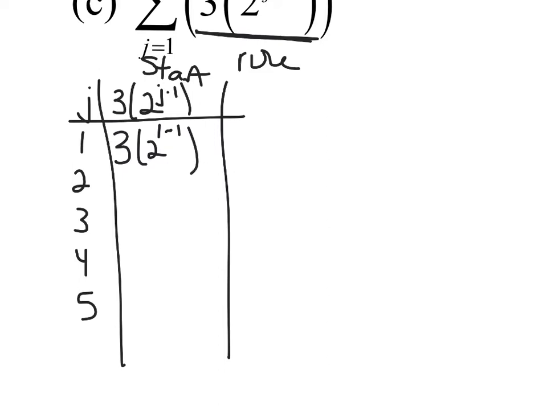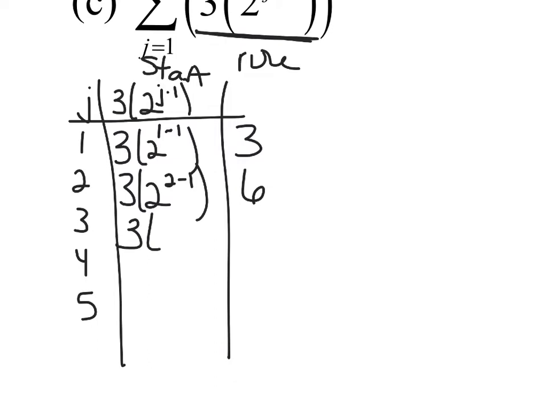Do not do the 3 times the 2 first. Please don't do it. You have to do exponents first, so you're actually doing 2 to the power of 0 first, which is 1. When you multiply the 3 times 1, you get 3. So we're going to do that again, but instead I have 2 minus 1. I suggest you just put it in your calculator just like that, and you should get a 6.